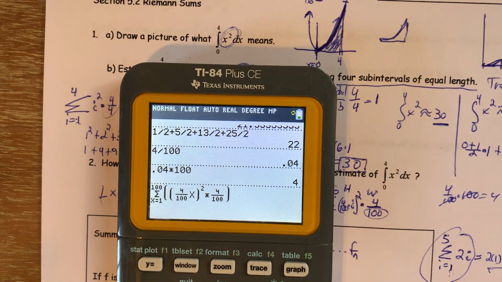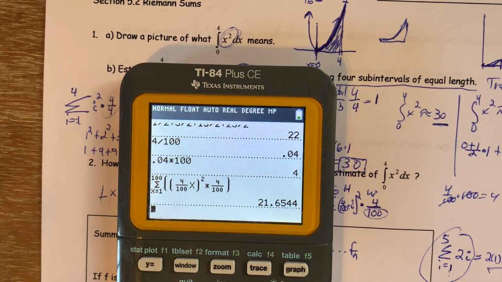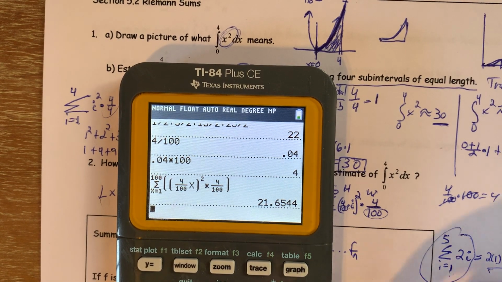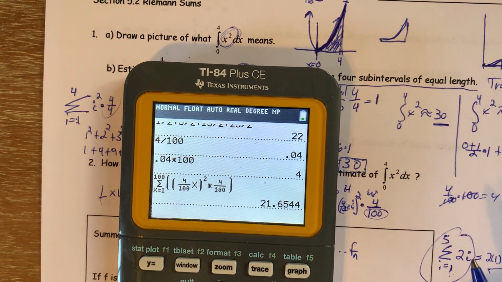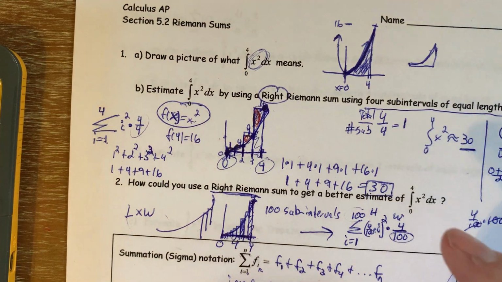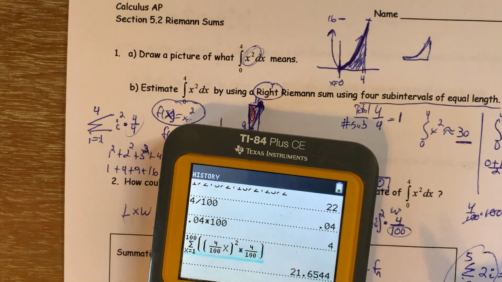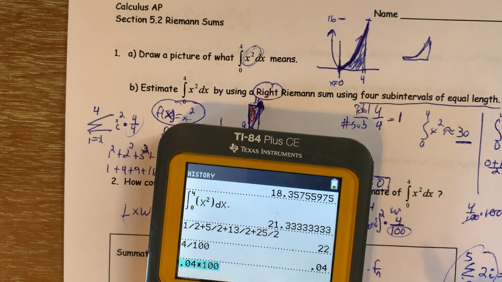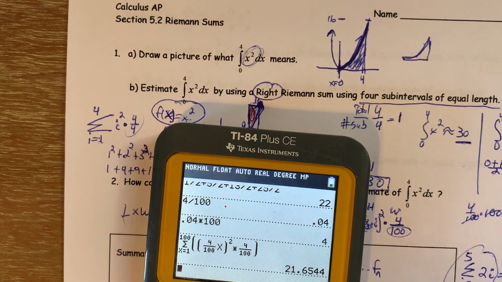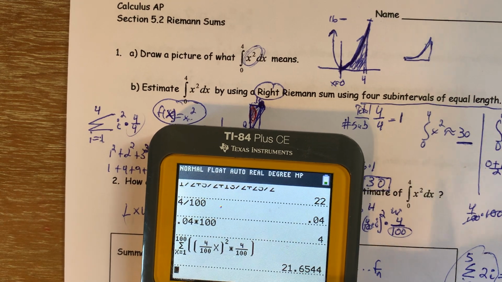It's actually coming up with hundreds of areas of rectangles, and multiplying them all out. So it's doing a ton of calculations here, and there it is, 21.654. Now, is that the exact right area? No, this was just an estimate. Remember, the exact right answer when we found the integral using the calculator was 21.333. But when we use a smaller subinterval, we could get much closer.